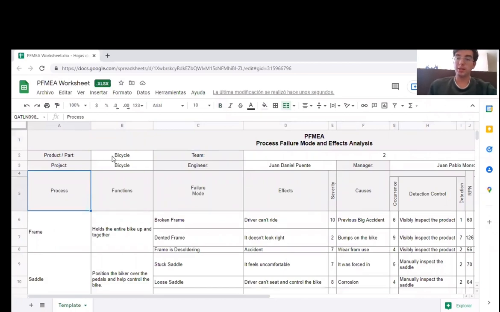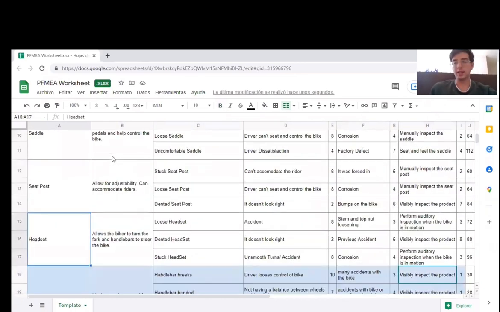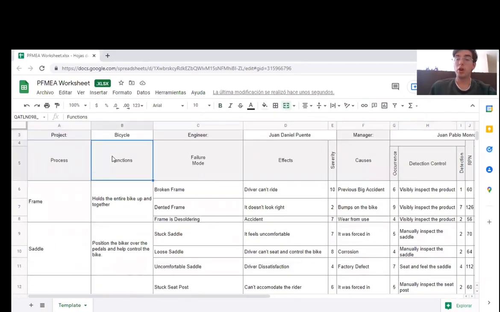We start with the process. In this case, the part of the bicycle. We have the frame, the saddle, the seat post, the headset, etc. Then the function of this part. For example, the frame holds the entire bike up and together. Then the failure mode. In this part, we have 3 failure modes per each part. So for the frame, we have a broken frame, a dented frame, and the frame is desoldering.